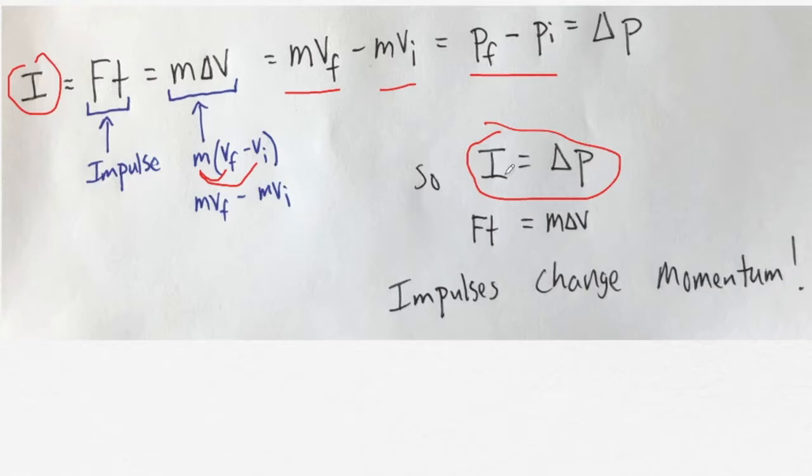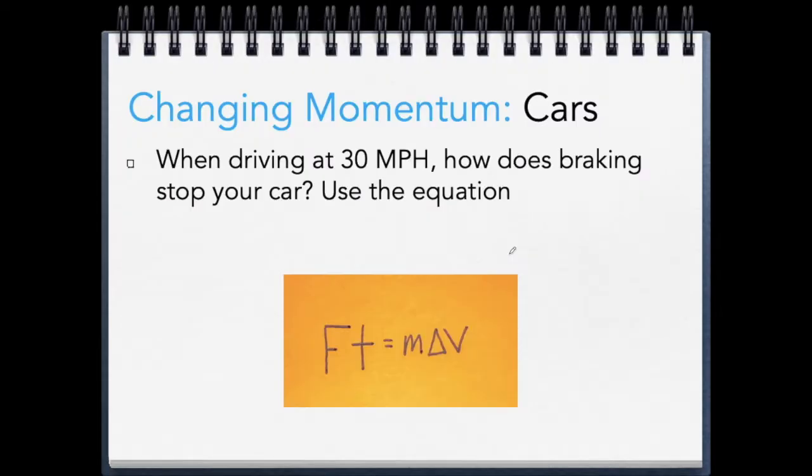And we like this equation because it basically proves I equals delta p. Impulses change momentum. But this is the one we use a ton because an impulse is equal to force times time, and change in p is just whatever the mass is times the change in velocity. So let's take a look at a few cool examples.